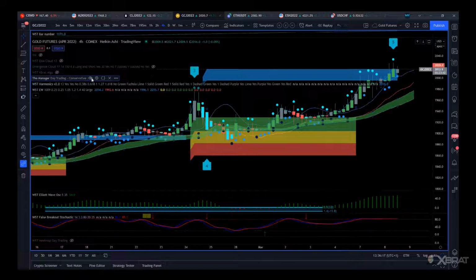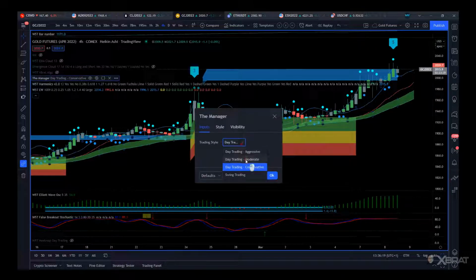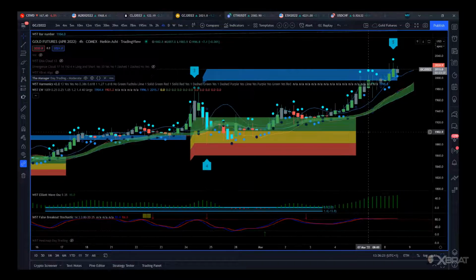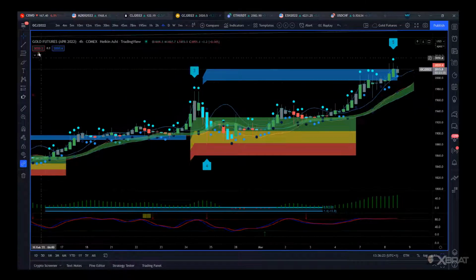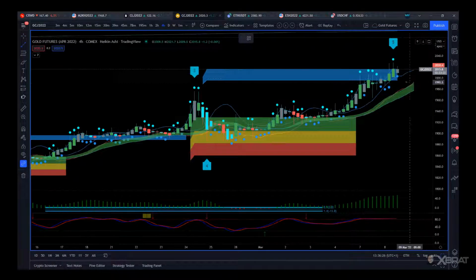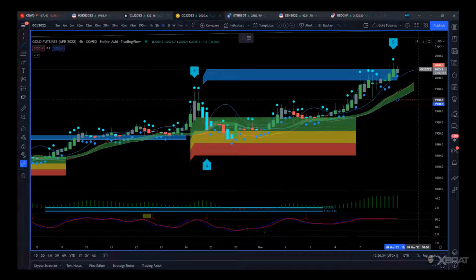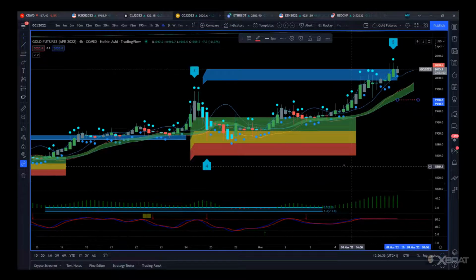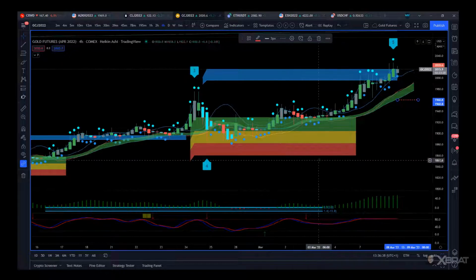So with the manager, again, we can change this. Maybe let's go to day trading moderate. I like that. Again, simple. It's 4 candles in advance, the manager, the ribbon. So in this current candle, we're below the ribbon, and that's where our trade stop would be. They're still quite conservative. You can go more aggressive if you wish.